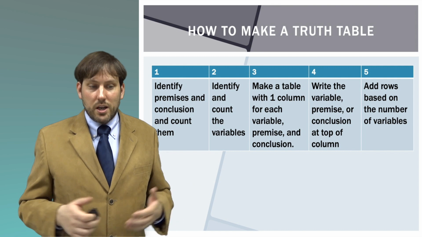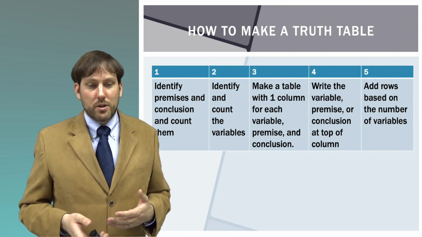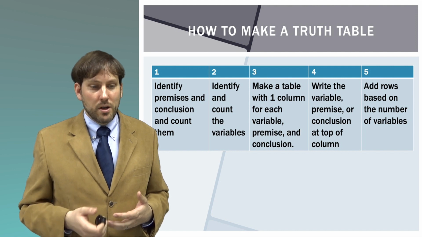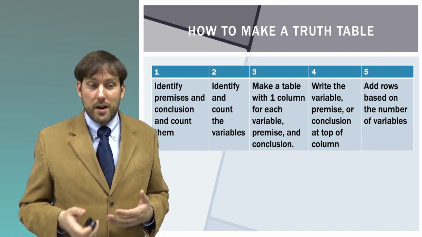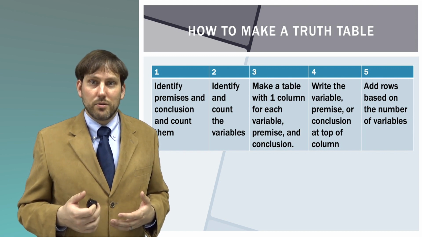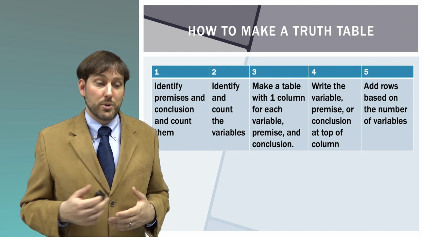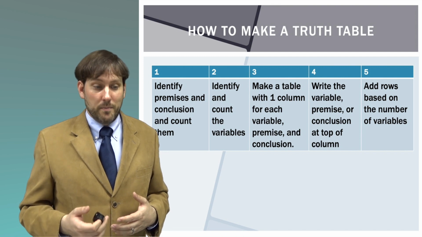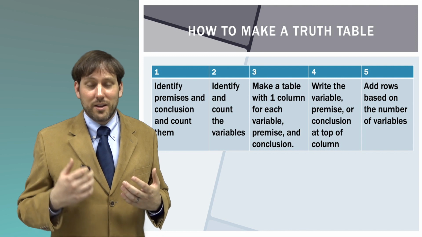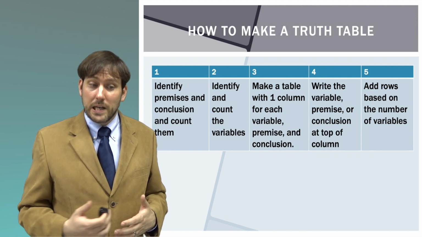So here's the one that I gave last time. Either I will play Power Grid or I will play Carcassonne. I will not play Carcassonne, so I will play Power Grid. Then I presented 5 different steps that we will take to get to the truth table we want. We want to identify the premises and the conclusion and count all of them together.